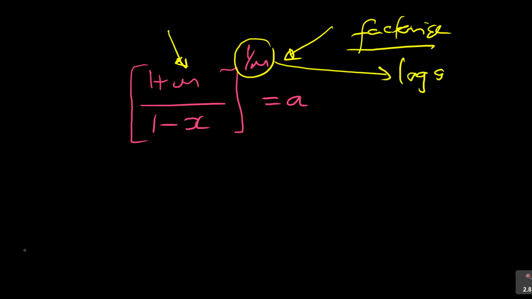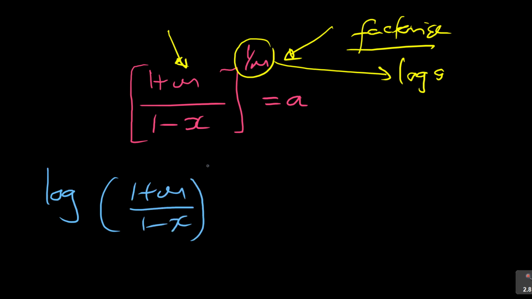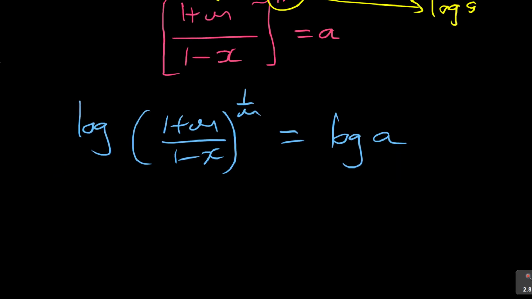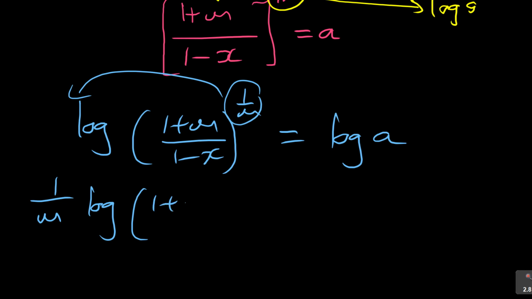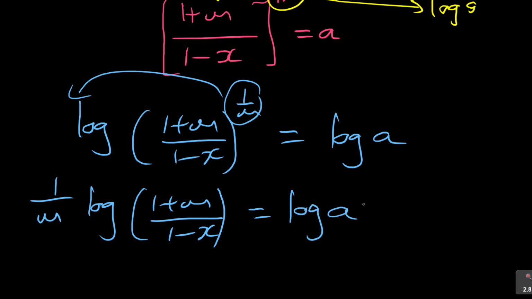See, two of those things. So let's just do that. Introduce logs. So the first one is log, we just write it as is: 1 plus m over 1 minus x, to the power 1 over m, is equal to log a. You just introduce logs, or ln, you're allowed to use ln. Then you drop this power, it goes there. So it's 1 over m, and then log of 1 plus m over 1 minus x is equal to, back again, log a. Are you with me?